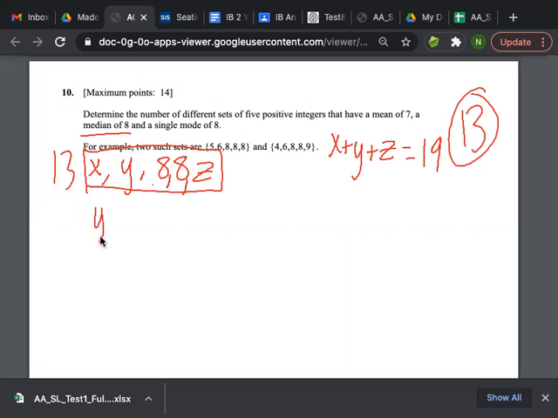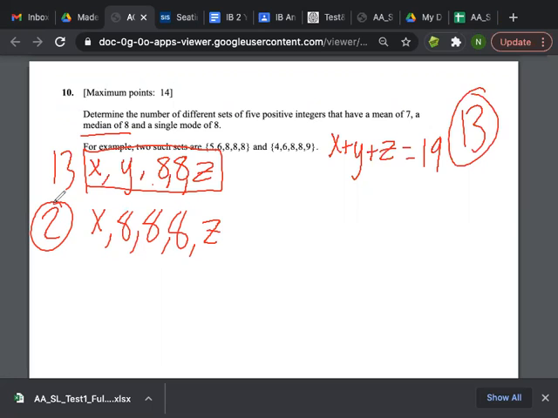Okay, if we put an 8 for Y, there's only 2 options. So if I put an 8 for Y, those are the options: 1 and 10, and 2 and 9. Then X, Y, 8, 8, 8 wouldn't work at all.